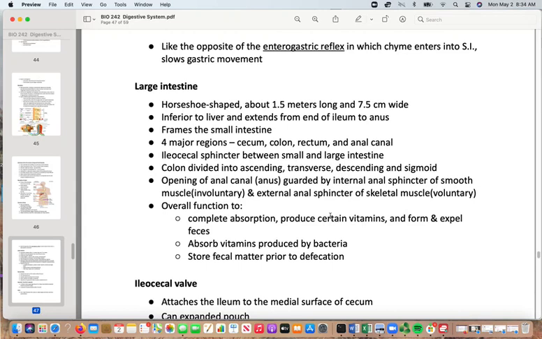The anus is guarded by an internal anal sphincter of smooth muscle that's involuntary, and then you've got the external anal sphincter that's under voluntary control.